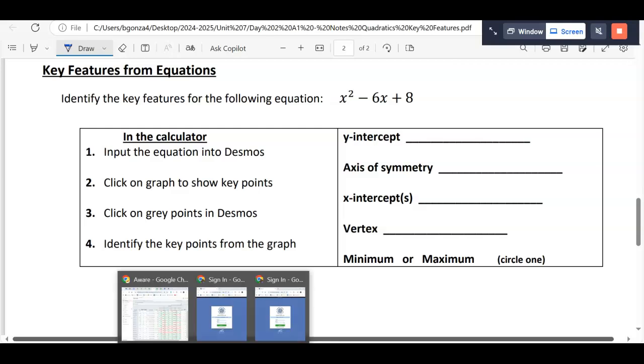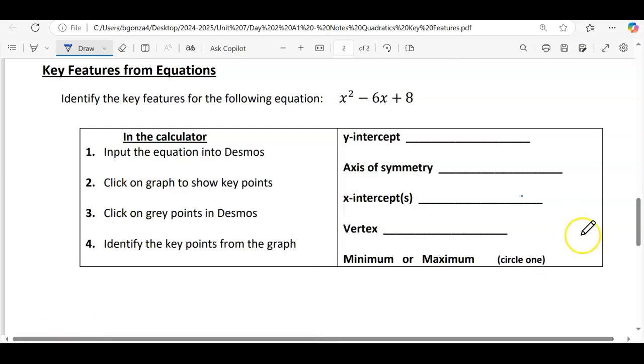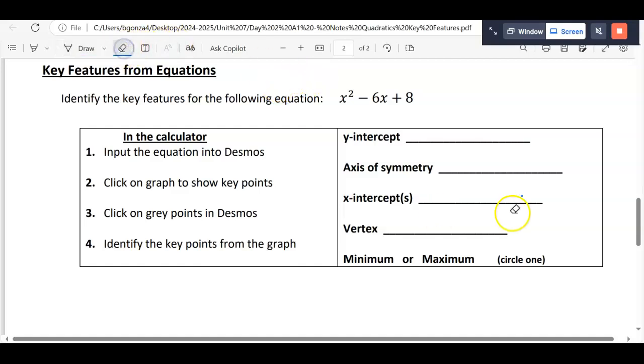So let me pull up Desmos for 1 second. All right, so check this out. We have an equation, x squared minus 6x plus 8. Step 1 says input the equation into Desmos. Does everyone know how to get to Desmos in the Launchpad? Launchpad, math folder, Desmos. Type in the equation.